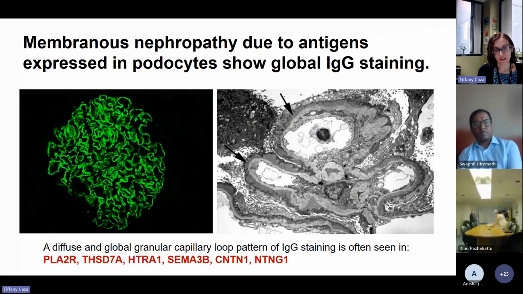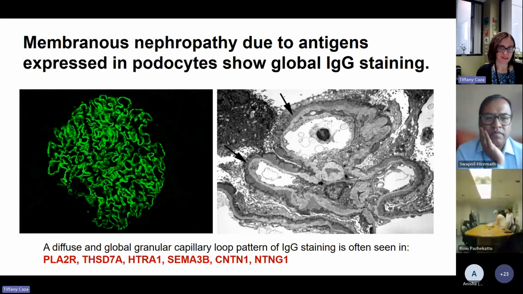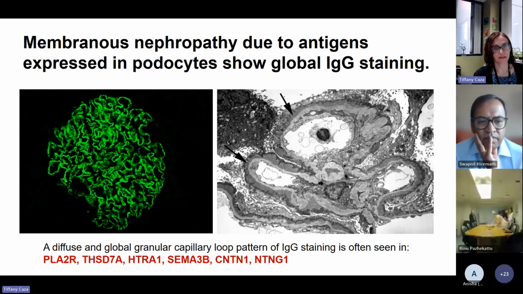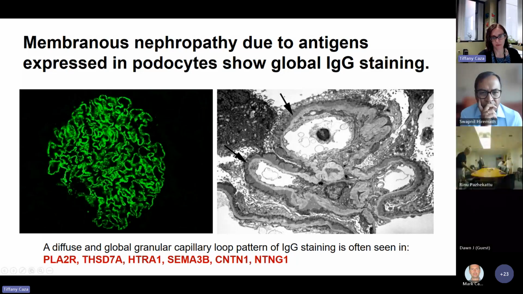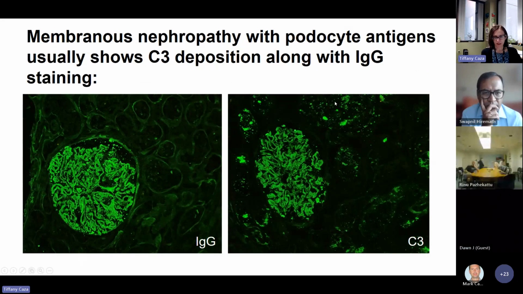There are several antigens that have been identified in membranous that are expressed within podocytes, and so you should have IgG staining along the glomerular capillary loops within a global pattern, and then that should correspond with your ultrastructural findings as well. Membranous nephropathy also tends to show complement deposition in the same distribution as you see IgG staining. And so here is IgG and C3 from the same case, from a case of PLA2R positive membranous. And many other antigens will have bright C3 staining as well.